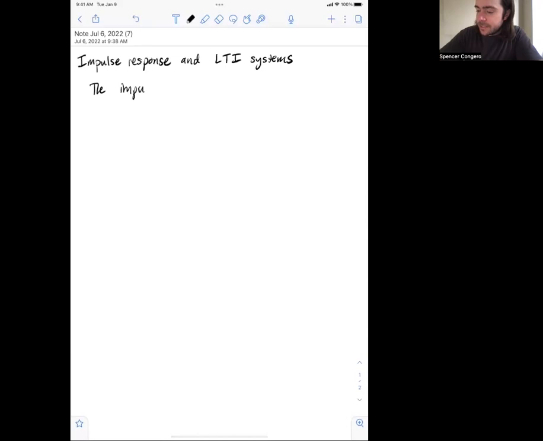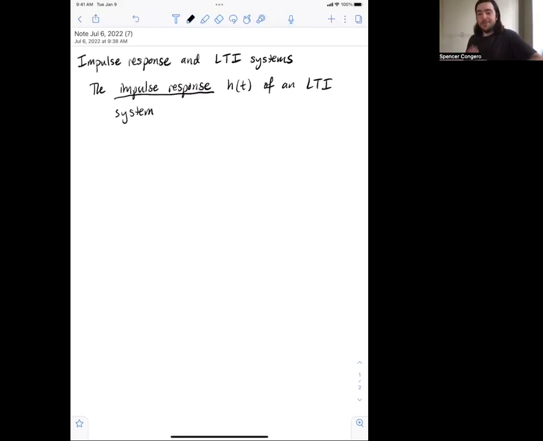So the impulse response, we're going to denote it h of t, the impulse response h of t of an LTI system. Okay, well, what does it sound like? The impulse response, it's the response of the system to an impulse function, to a delta function. Okay, the impulse response of an LTI system is the output, the response, when delta of t, an impulse function, delta function, is the input.